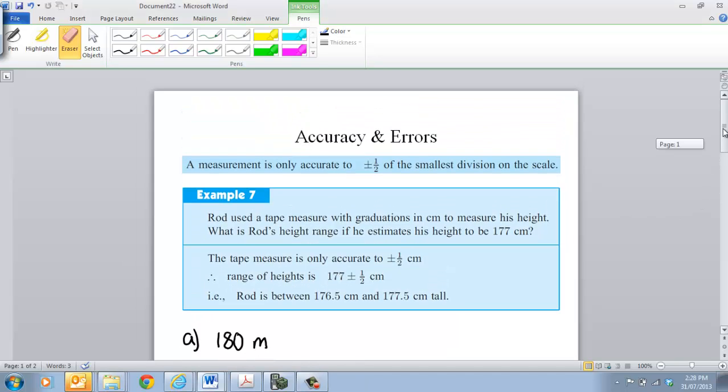Hello everybody. Today we're going to look at the idea of accuracy and errors in our measurements, and that's something you'll need to consider when we start looking at your investigation. So here we've been given a quote which is: a measurement is only as accurate as plus or minus a half of the smallest division on the scale.